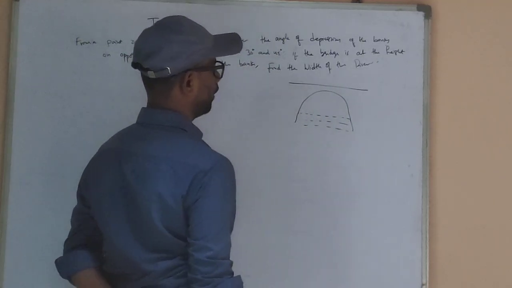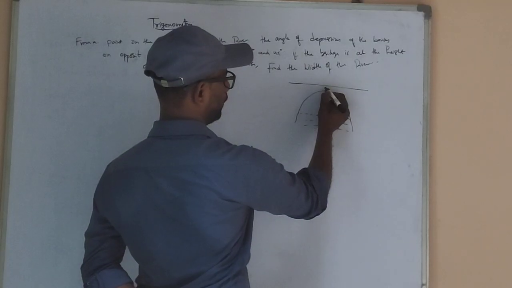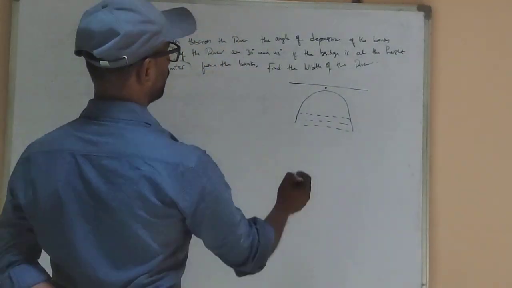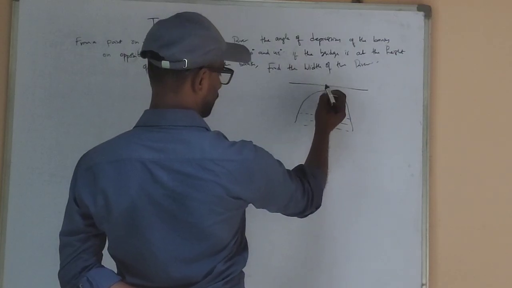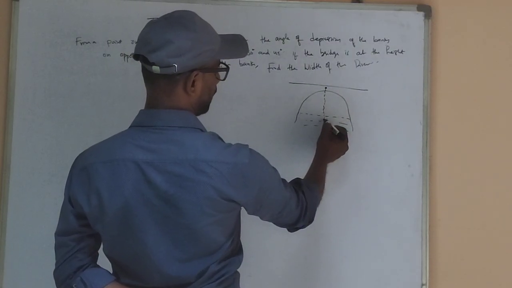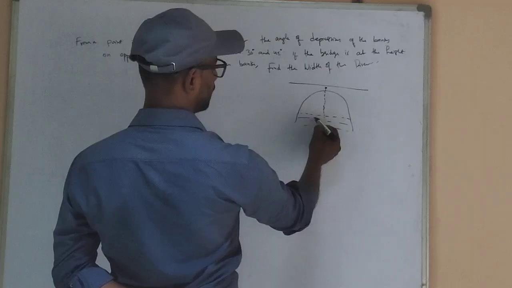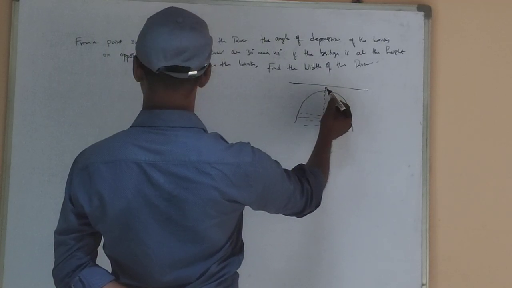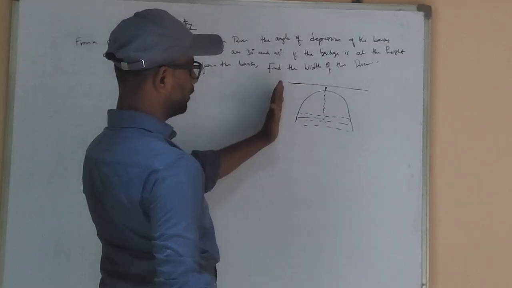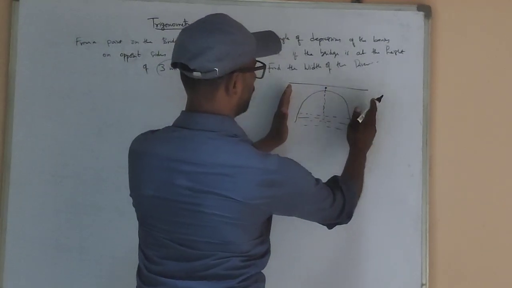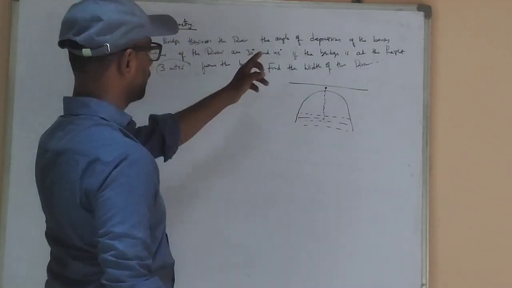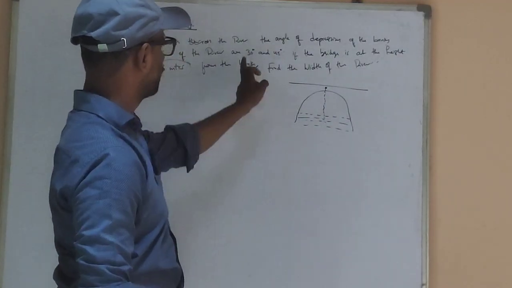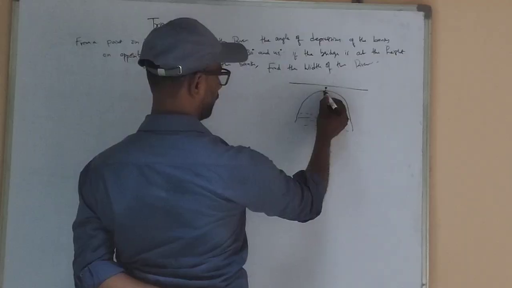Another thing here, from a point, a person is observing this bridge at a height of 3 meters on either side of the banks. Okay. Now the angle of depression of the banks on opposite sides of the river. So here is one side of the bank, other is the other side of the bank. The angles of depression are 30 degrees and 45 degrees.